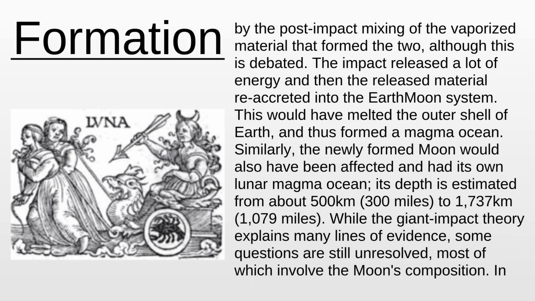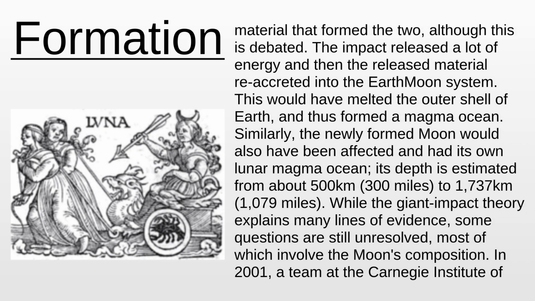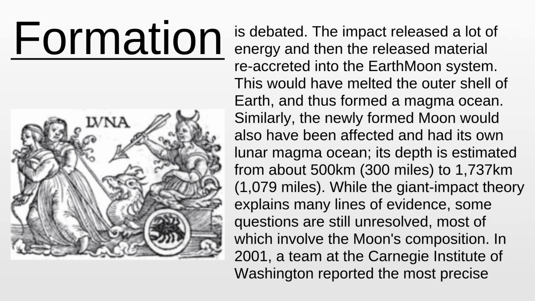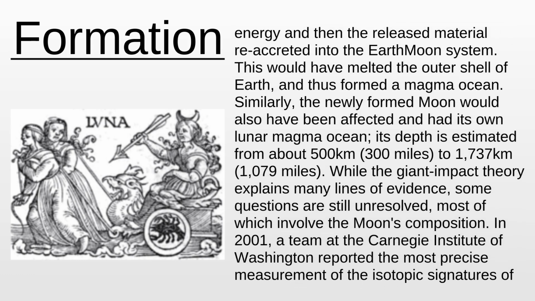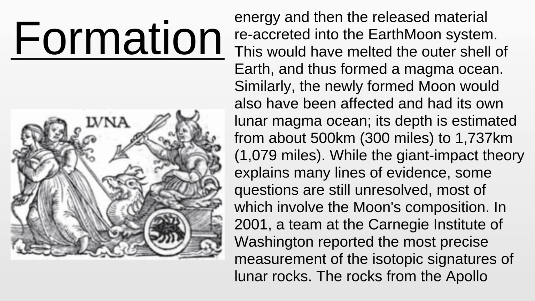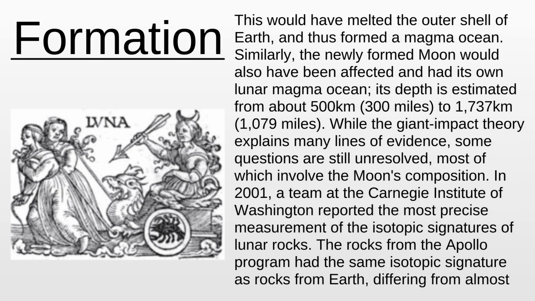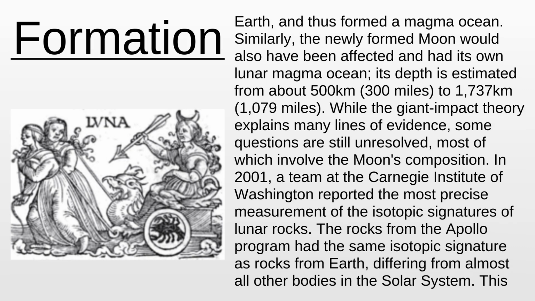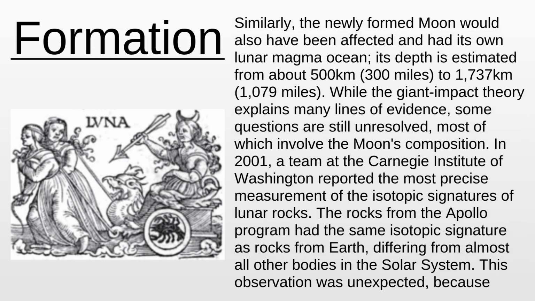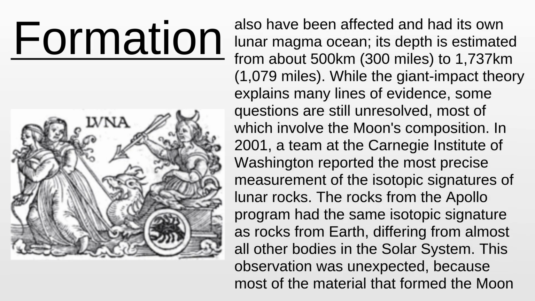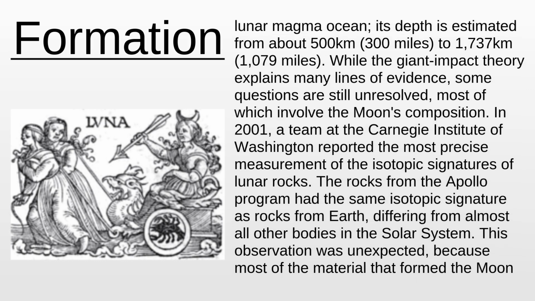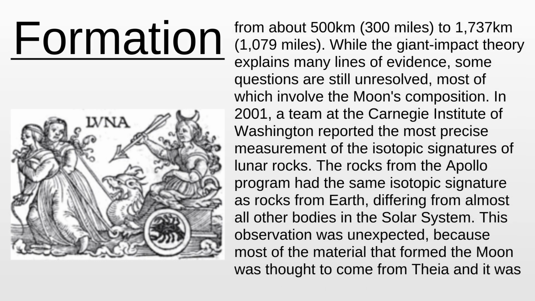The impact released a lot of energy and then the released material reaccreted into the Earth-Moon system. This would have melted the outer shell of Earth, and thus formed a magma ocean. Similarly, the newly formed Moon would also have been affected and had its own lunar magma ocean. Its depth is estimated from about 500 kilometers, 300 miles, to 1,737 kilometers, 1,079 miles.